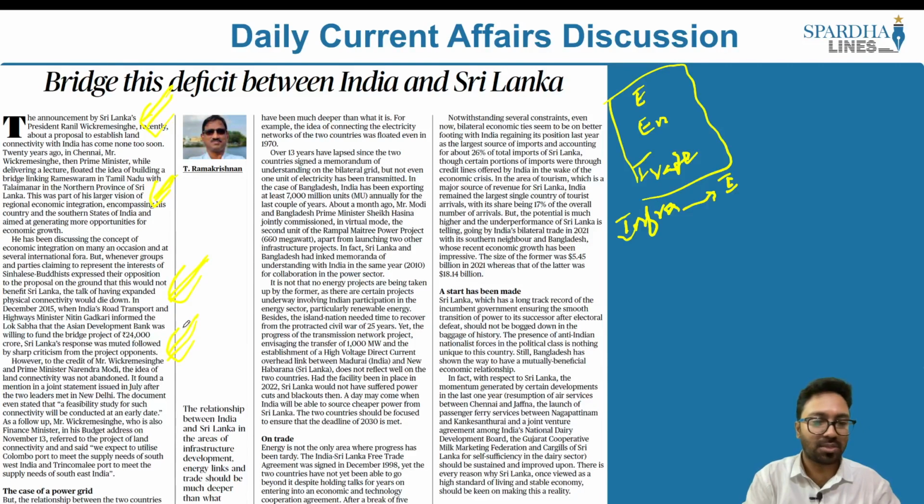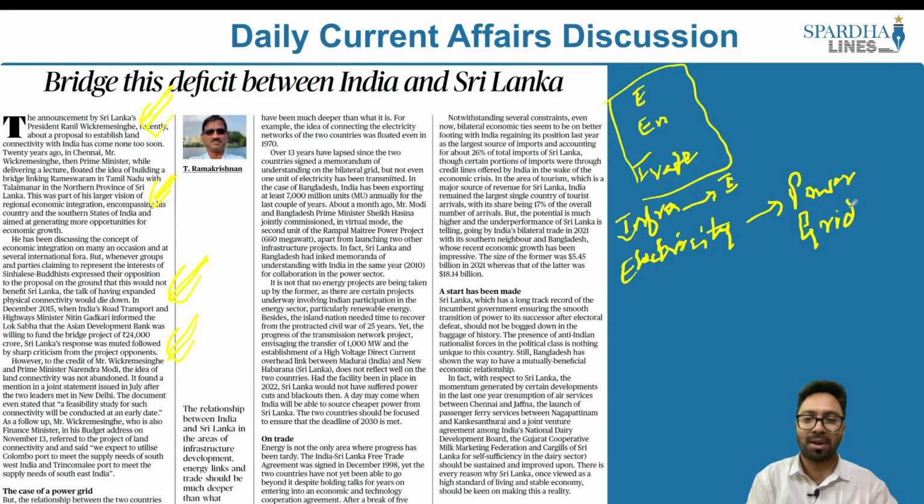The second point is with respect to the case of a power grid. What does it speak about? It speaks about energy and electricity. The author in this particular case goes on to say that when it comes to India and Bangladesh, what we have already been able to establish is the power grid between both the countries. Because of the power grid we have established between India and Bangladesh, we have been able to create goodwill in Bangladesh. We have also been able to ensure electricity to Bangladesh, and because we have assisted them, the northeastern part of India is also provided electricity.